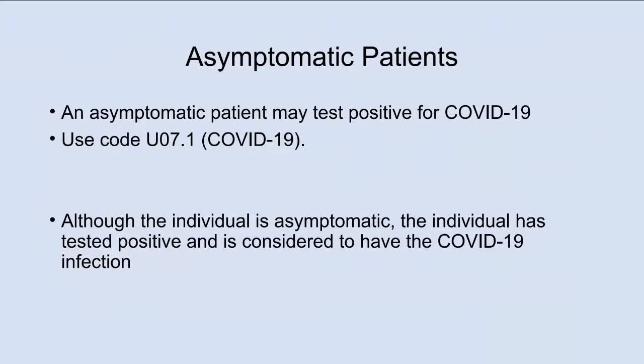A patient may be asymptomatic and still test positive for COVID-19. In this case, code it as confirmed COVID, U07.1. Although the individual is asymptomatic, they've tested positive, and therefore they're a U07.1.